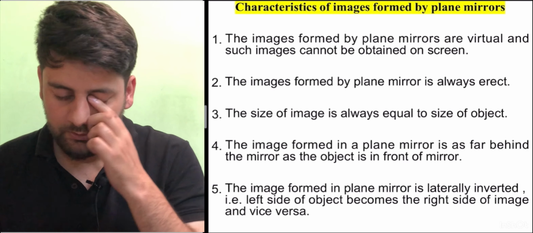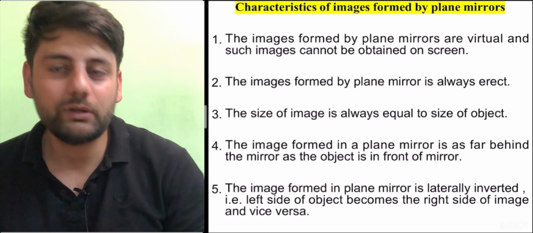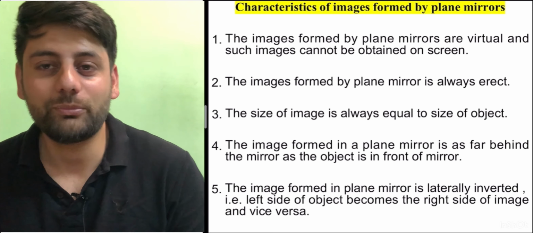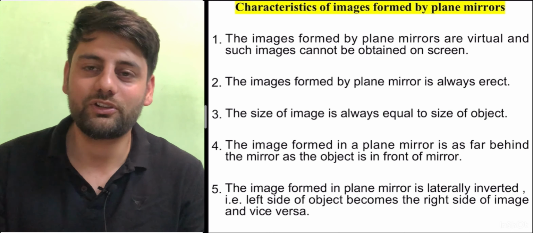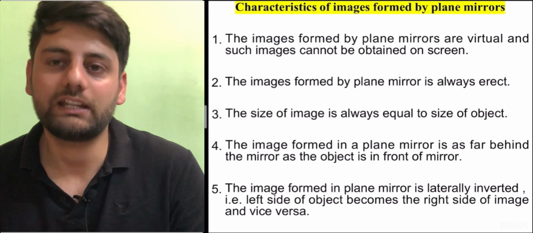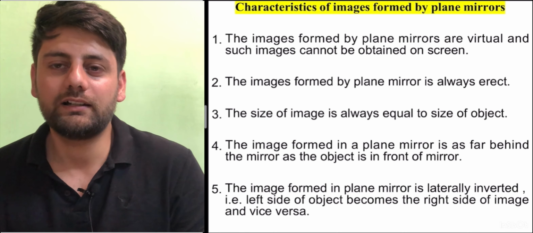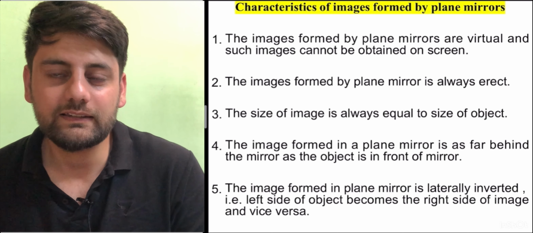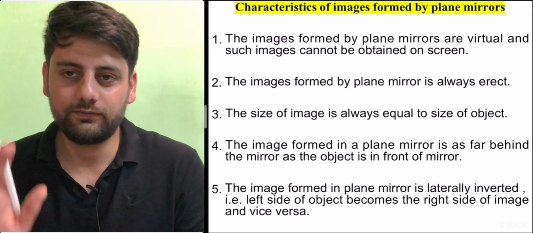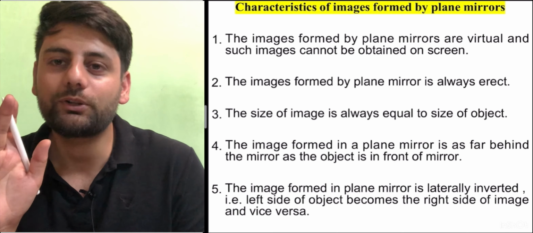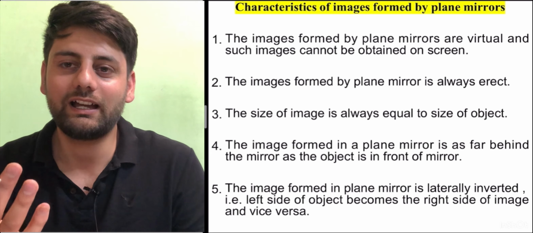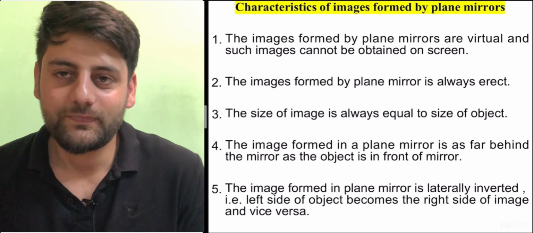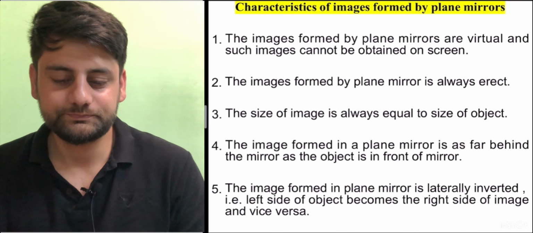Okay, and one more important thing: the image formed by the plane mirror is laterally inverted. That means inversion is taking place, and if I raise my left hand in front of the mirror, in the image it will look like I have raised my right hand. I hope this is clear, right?